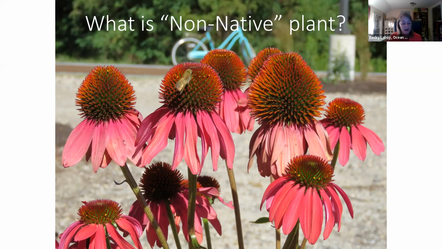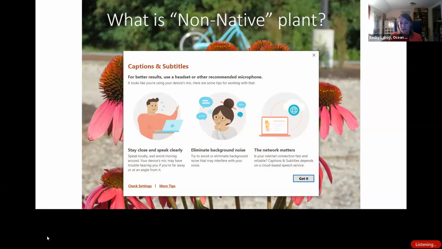An example of a non-native plant that is commonly planted in our local gardens is this beauty right here, purple coneflower. And purple coneflower is actually native to the prairies of Midwestern United States. It provides nectar and pollen to our native bees and to other pollinators, and it provides seeds for birds. Another example.